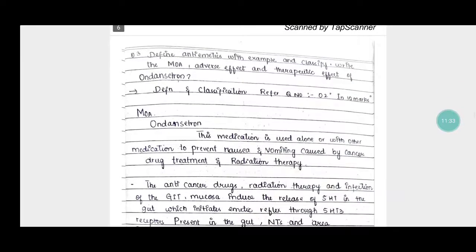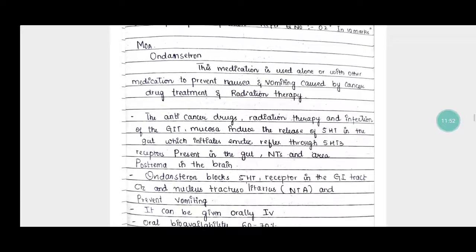Question number 3: define antiemetics with example and classify, write the mechanism of action, adverse effects and therapeutic effects for ondansetron. So for definition and classification, you have to refer to question number 2 in the 10 marks. So I'll start from the mechanism of action of ondansetron. This medication is used alone or with other medication to prevent nausea and vomiting which is caused by cancer drug treatment and radiation therapy.